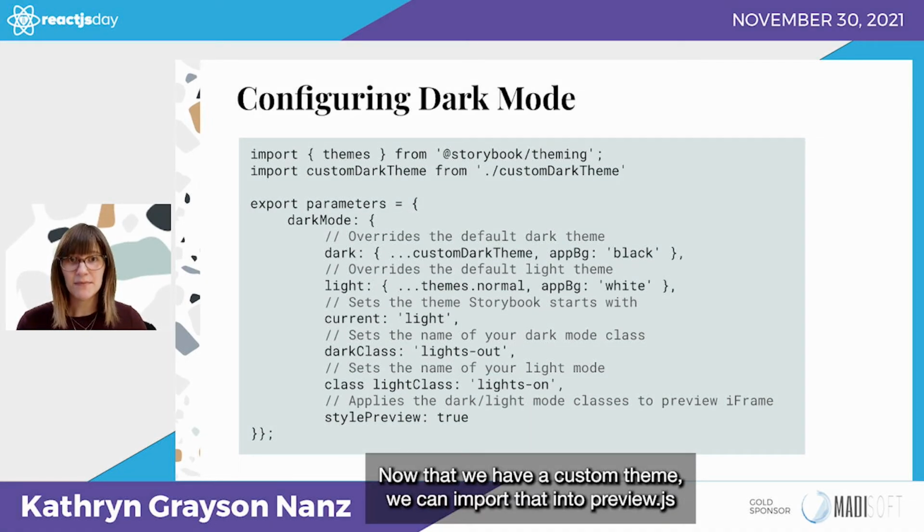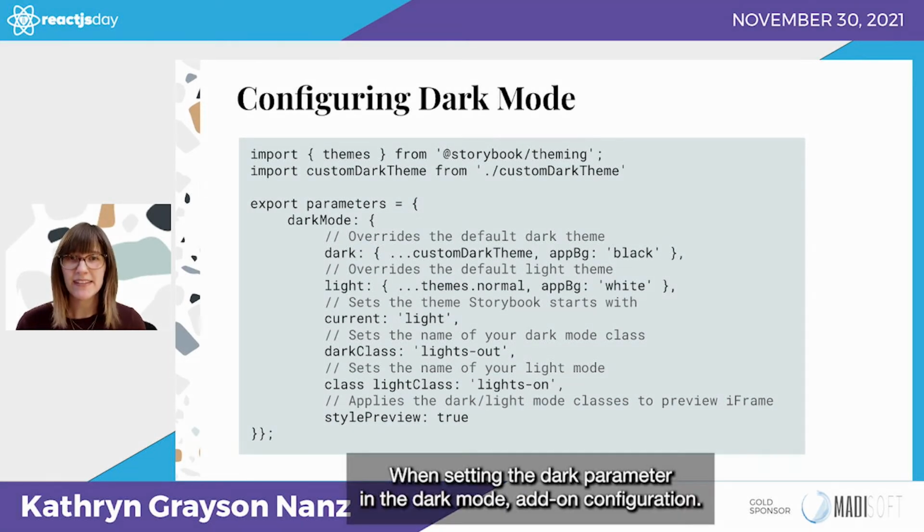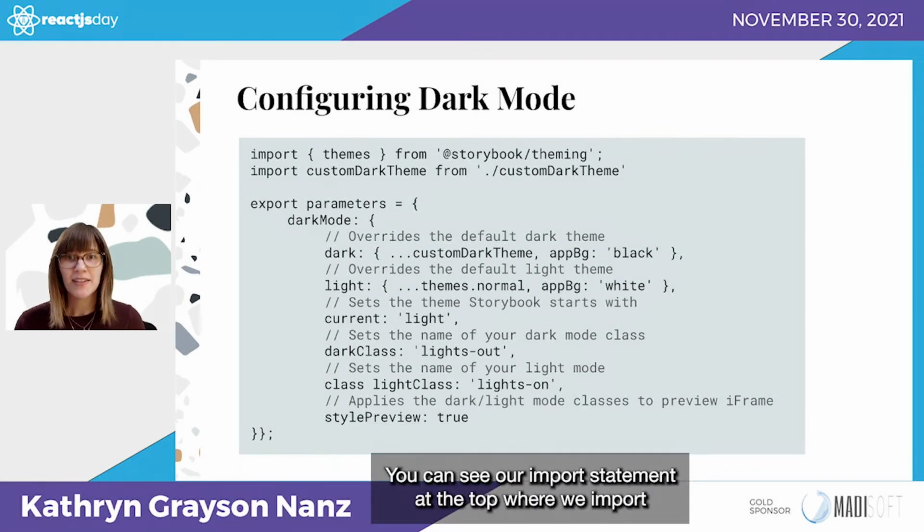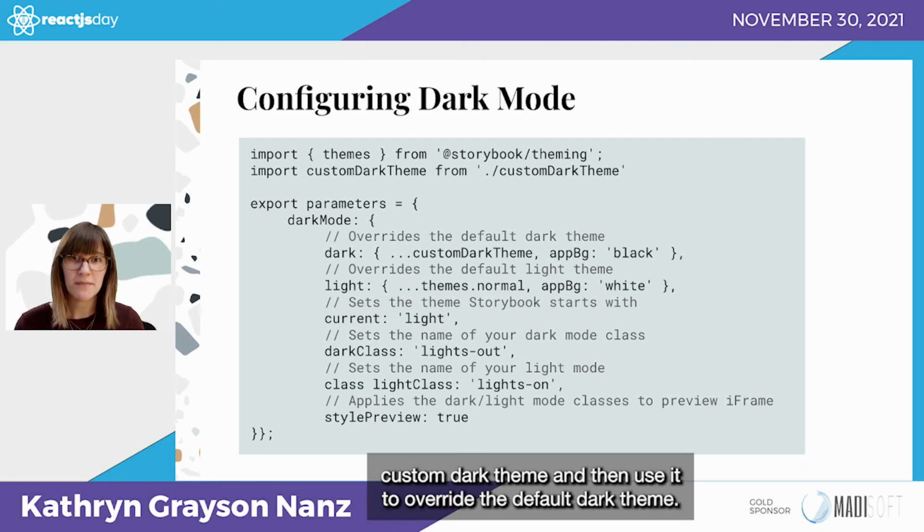Now that we have our custom theme, we can import that into preview.js and use it when setting the dark parameter in the dark mode add-on configuration. You can see our import statement at the top, where we import custom dark theme and then use it to override the default dark theme.